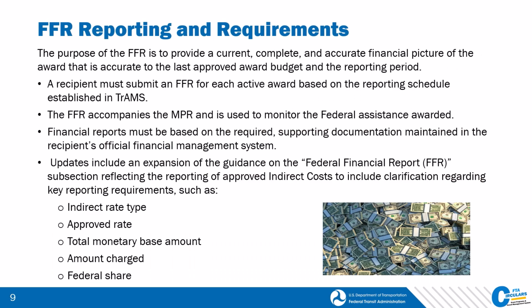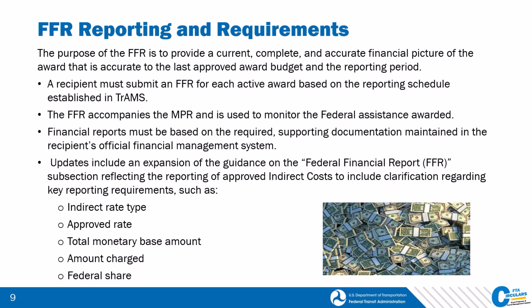Under 2 CFR 200.328, federal agencies are required to collect financial reports at least annually. This is done through the FFR. FTA uses the FFR to provide a current, complete, and accurate financial picture of the award based on the last approved budget for the reporting period. A recipient must submit an FFR for each active award based on the reporting schedule established in TRAMS. TRAMS creates a task for recipients to complete the FFR as well as the MPR.